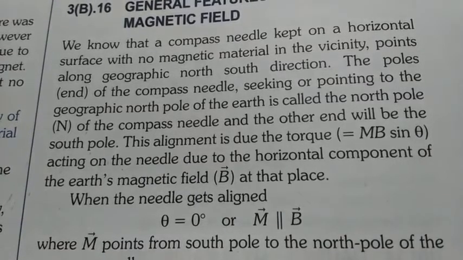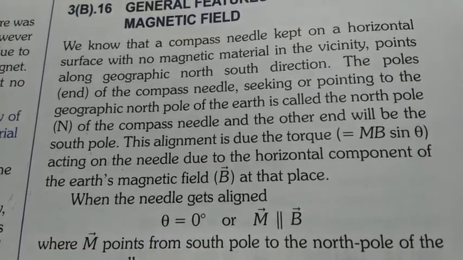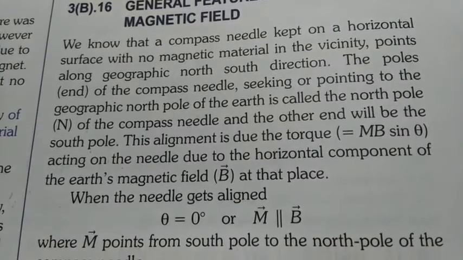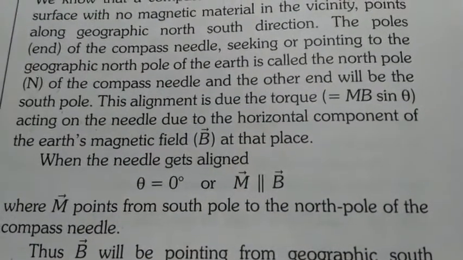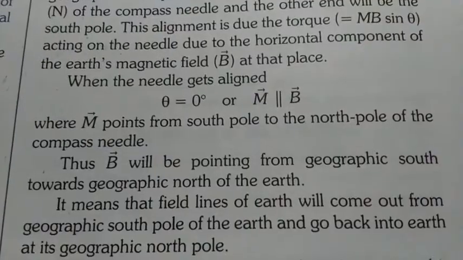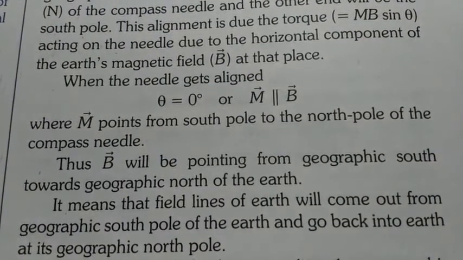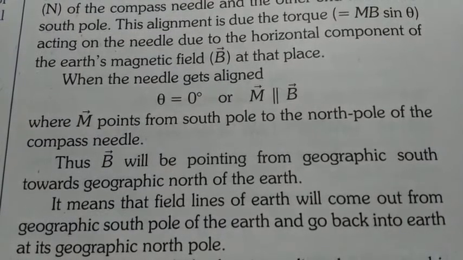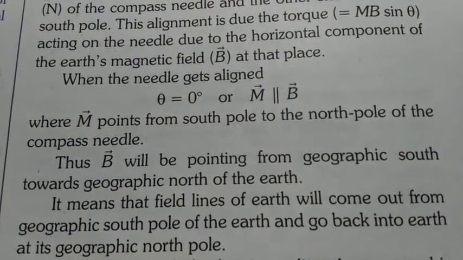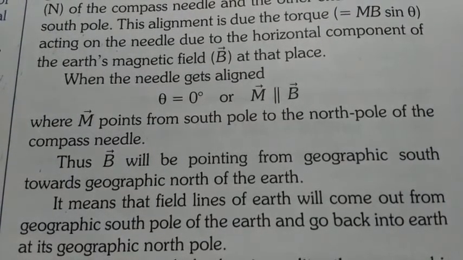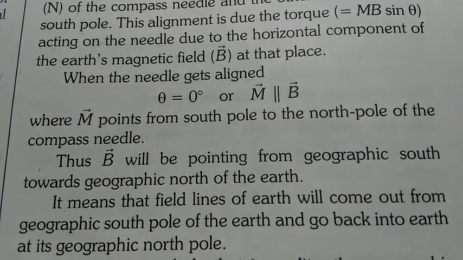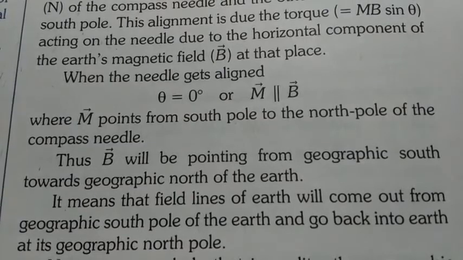When the needle gets aligned, at theta equal to 0 degrees, or when m becomes parallel to B, that is, the needle starts pointing towards north and south, this rotation stops. And we all know that B points from geographical south towards geographical north of the Earth. It means that field lines of Earth come out from the geographical south pole of the Earth and go back into the Earth at its geographical north pole.